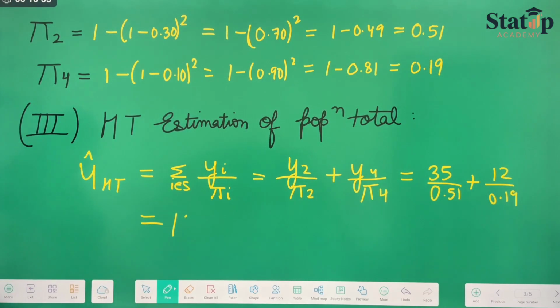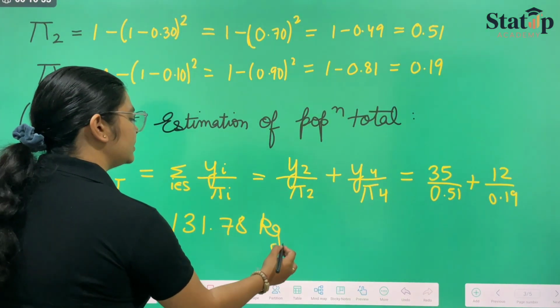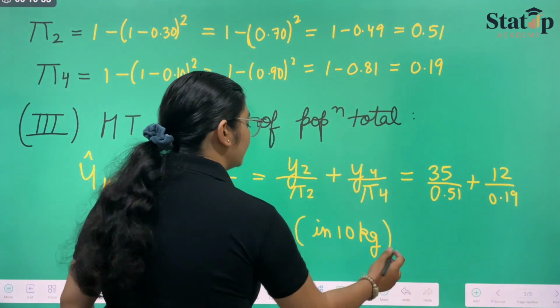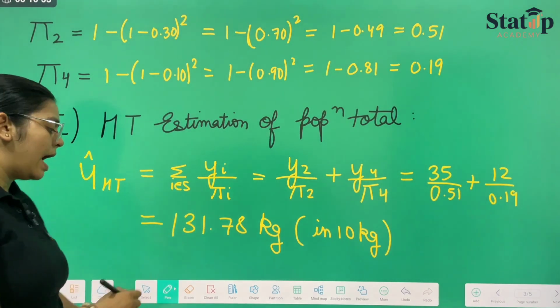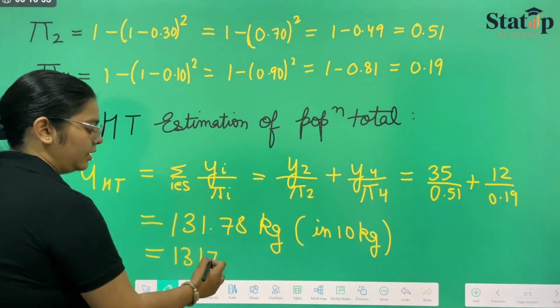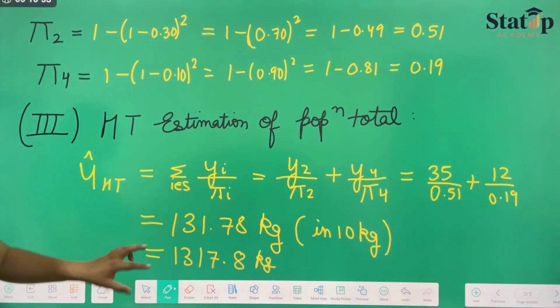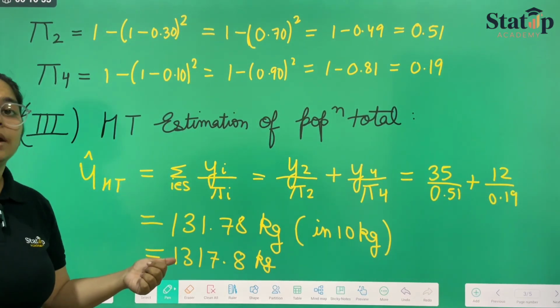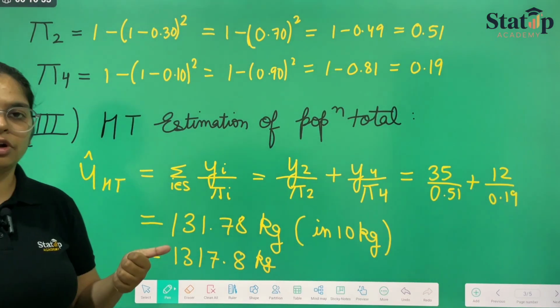131.78 something, in brackets. If you are writing in units of 10 kg, then this is your answer. If you are not writing in units of 10 kg, since the question has mentioned it, then you have to multiply it by 10, and your answer will become 1317.8 kgs. You don't have to mention this here. There are two ways of answering this, and you have to keep in mind while answering whether it is given in kgs or not. So we have found the Horvitz-Thompson estimation of population total.